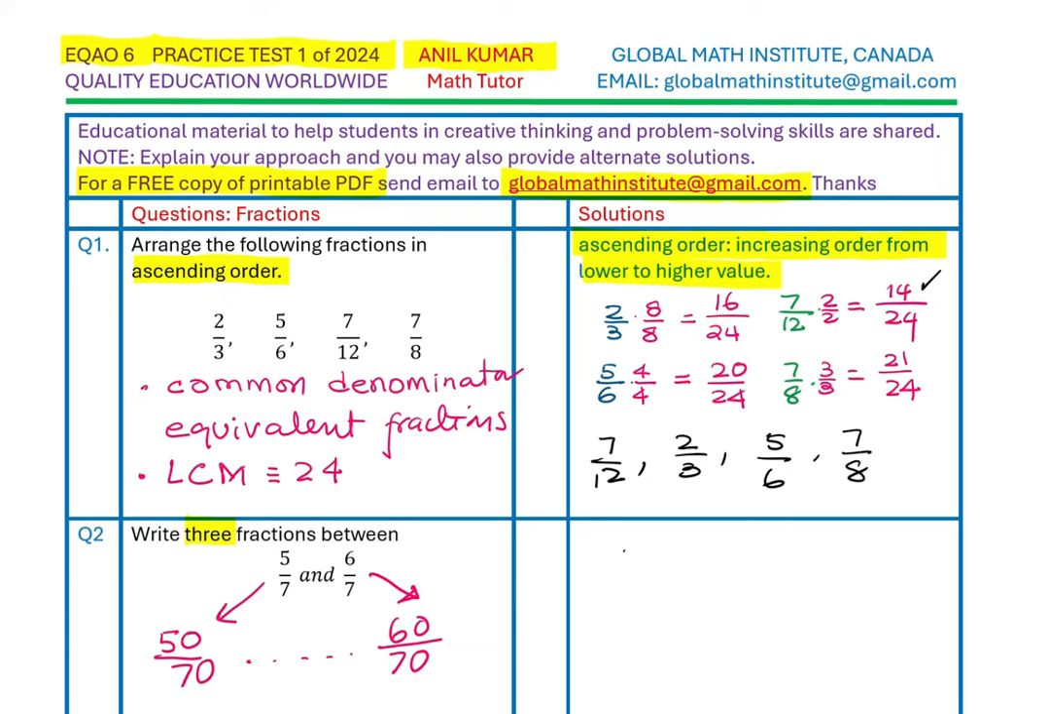So we can write 51 by 70, correct? We can write 52 by 70. We can write 53 by 70 and so on, correct? So these are three which we have listed. But I hope you understand this strategy. That is, write equivalent fractions and then get your answer.